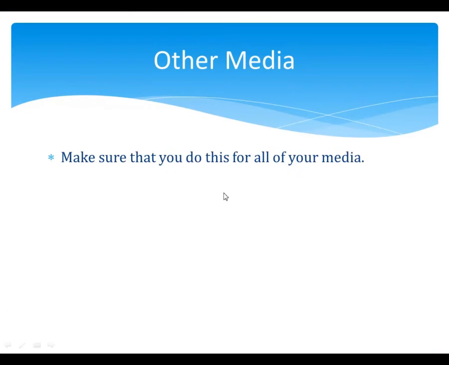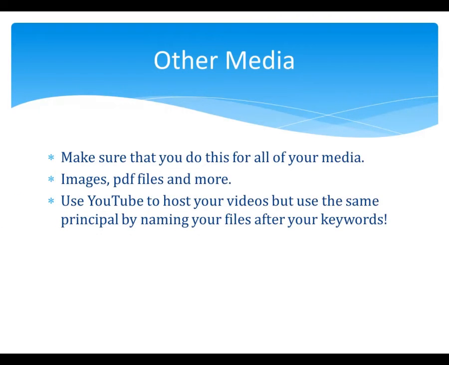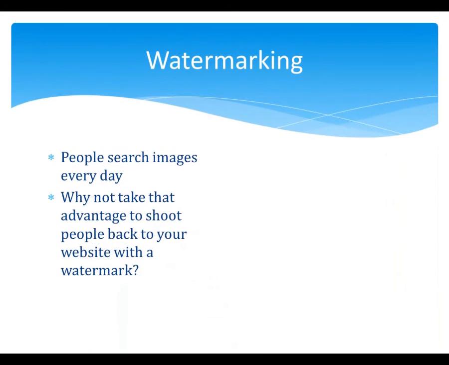Now, as far as other media, you want to make sure you do this for all of your media: images, PDF files, and more. Anything that you want to be optimized for the search engines, you want to do this. Now, use YouTube to host your videos, but use the same principle by naming your files after the keyword phrases. You'll notice whenever you upload a YouTube video, that file will automatically become the title. Why not have your YouTube video describe what your article is about or your phrase?